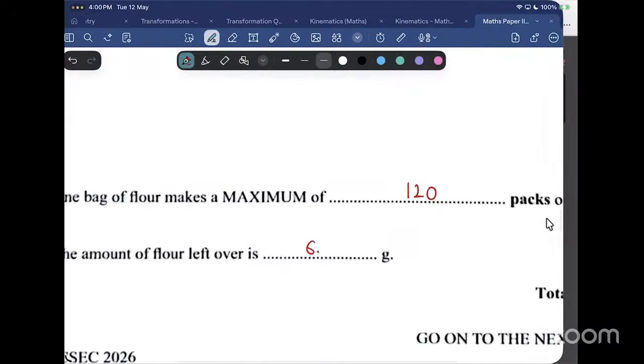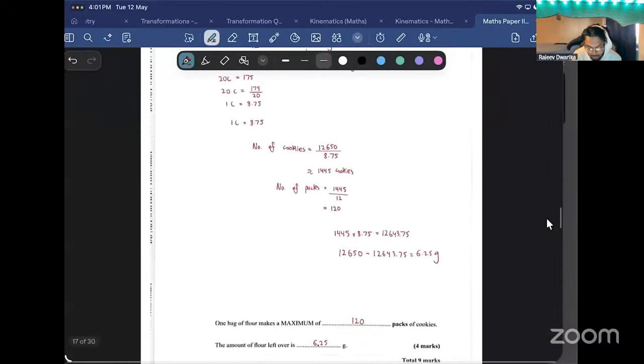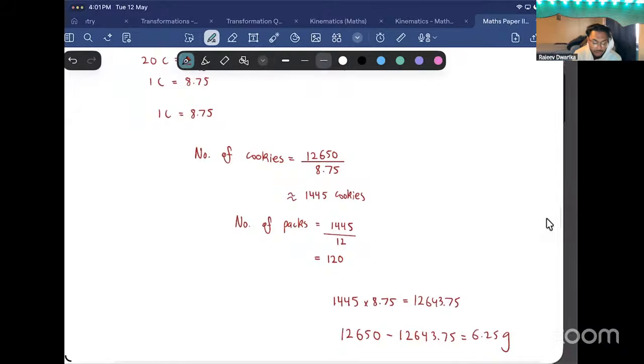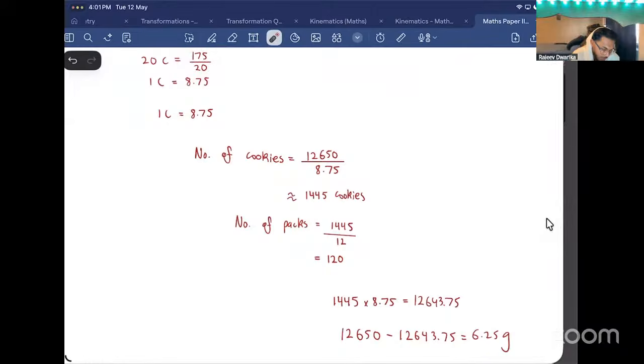So, I think the answer was 50 grams, you know. Nah, 6.25. I'm telling you, 6.25. I'm confident in that. I have 100% confidence in that, and I stand by the answer. You know why?